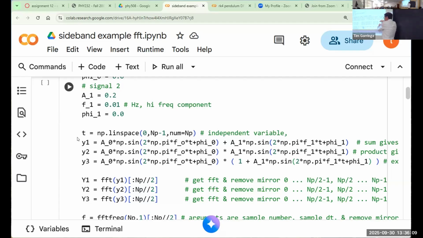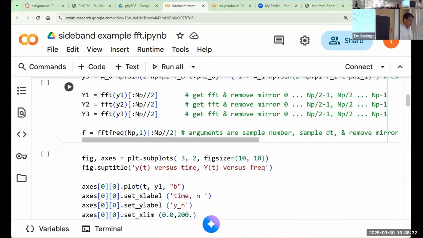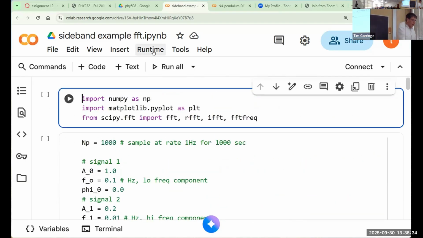And then I compute the three Fourier transforms of the three different combinations of the sine waves. So we get these uppercase Y's, which are the frequency spectra of the three different superpositions of sine waves. Let's look at those. Let's run this whole thing.